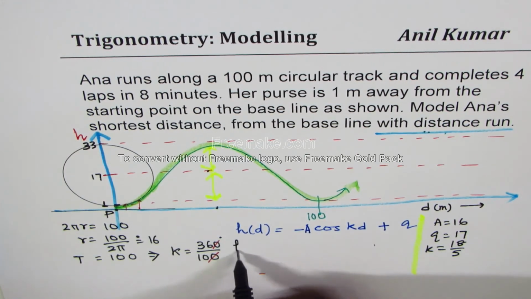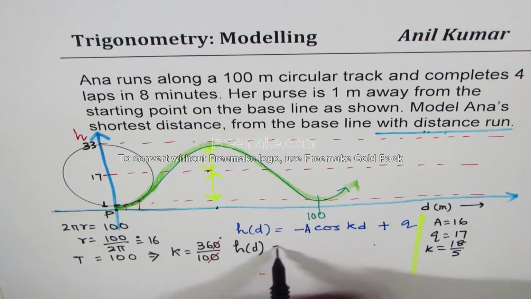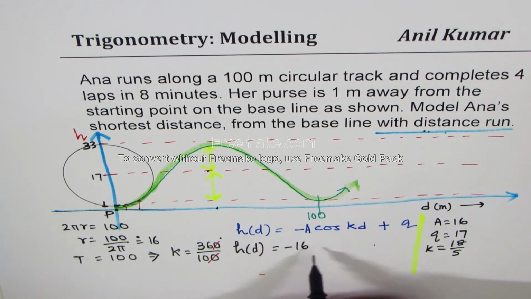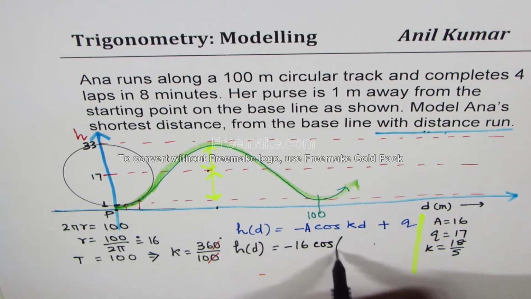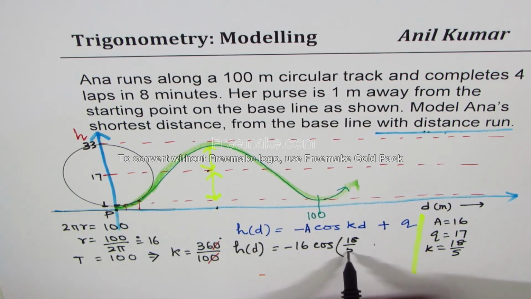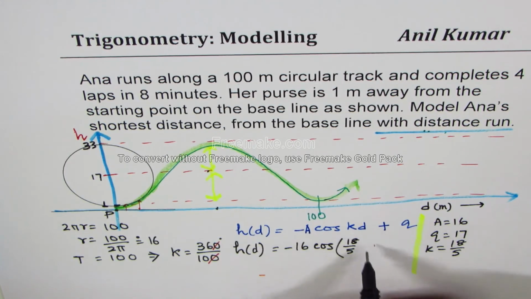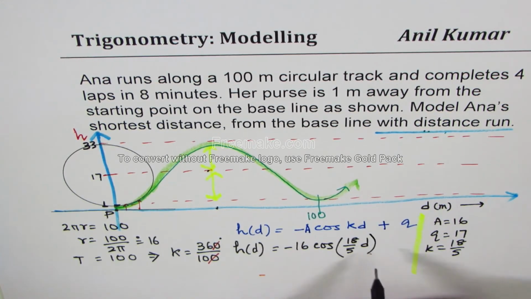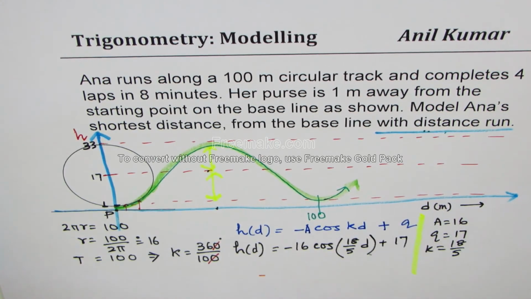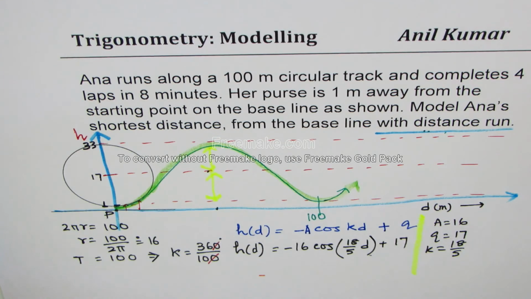So the height function can be given as minus amplitude, which is 16, cos of 18 over 5 d, plus 17. Do you see that? So that is how we could model the given situation. I hope the concept is clear.